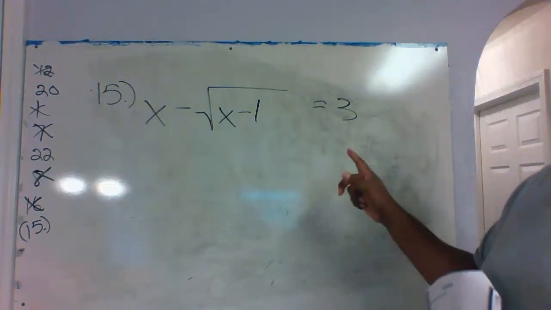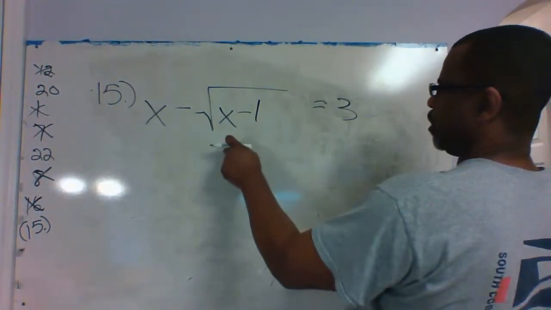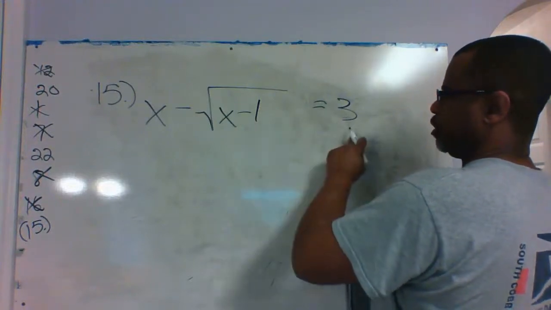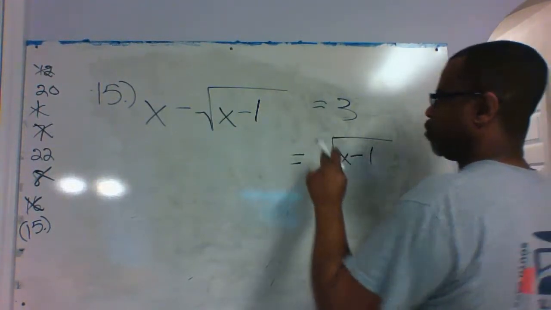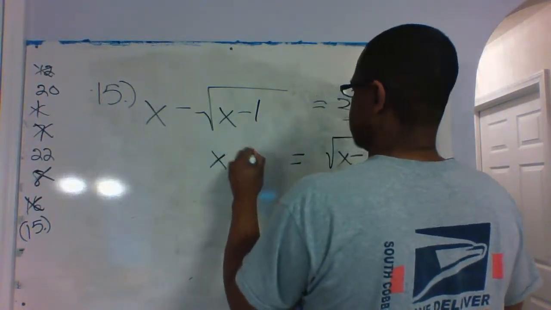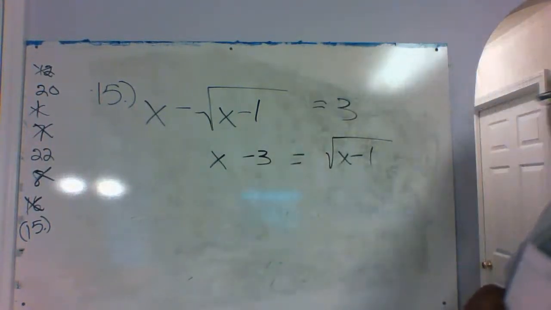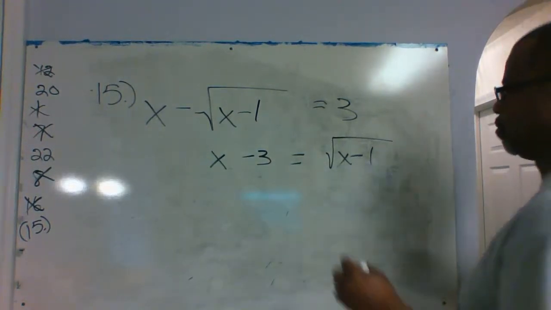Okay, so what you want to do, remember, we have to isolate the square root. So we're going to move this over. We're going to switch these two. So that'll give us the square root of x minus 1. This moves over, and then this would just be x minus 3. And now, thank you, Jamar, for asking that question.